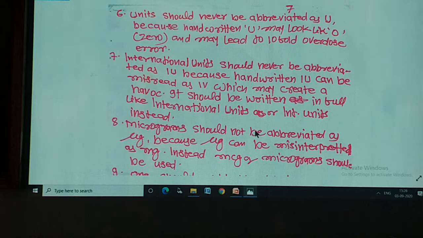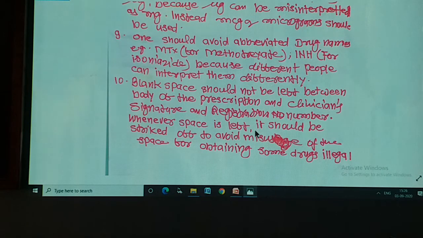Next point, micrograms should not be abbreviated as the microgram symbol, because it can be misinterpreted as mg. Instead, mcg or microgram should be used. Another point is that one should avoid abbreviated drug names, for example MTX for methotrexate and INH for isoniazid, because different people can interpret them differently.